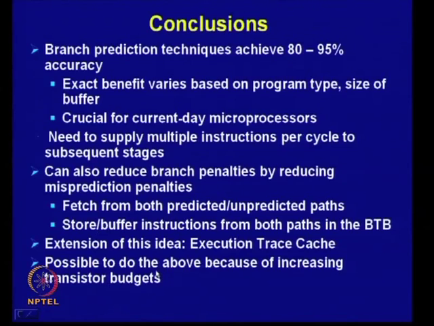You may be asking how all these are possible. The reason is that Moore's law is providing us a large number of transistors. The dimension of the transistors is decreasing, so you can put more and more transistors on a chip, and that has helped us to use sophisticated branch predictors in the processors.